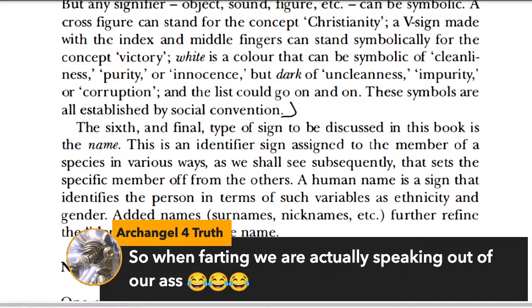I want to focus on one little thing here. A human name is a sign that identifies the person in terms of such variables as ethnicity and gender. So whenever there's a discrimination issue, right, because someone's demanding your ID or your name, it could be a form of discrimination because by providing your name, you're revealing ethnicity and gender. And then if there's a change of behavior after that point, it could be because of discrimination because of the name. I've seen this happening before.